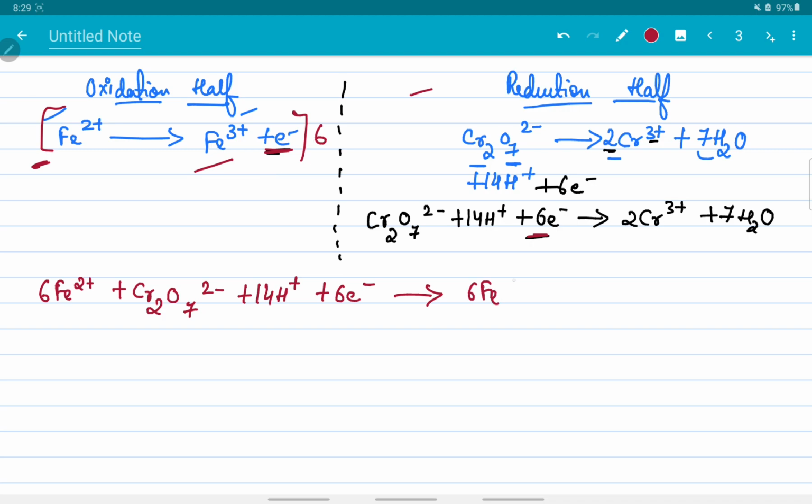So 6Fe3+ plus 6 electrons, this is the oxidation half. Now check for the reduction half, RHS. Add this 2 also, 2Cr3+ plus 7H2O. Okay, now this is our equation.